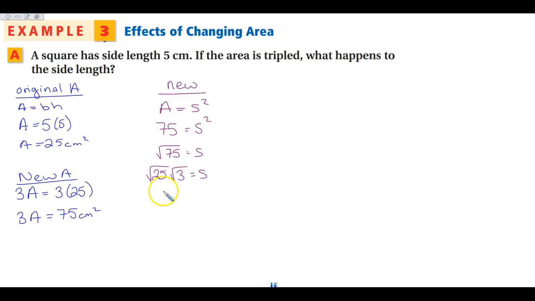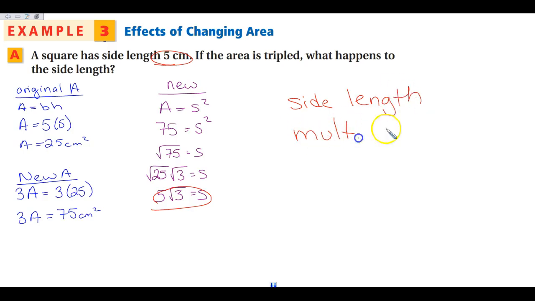So the square root of 25 is 5. So this is 5 times the square root of 3 is my side length. All right. So that means that my original side length was 5. My new side length is 5 root 3. So my side length is multiplied by the square root of 3.